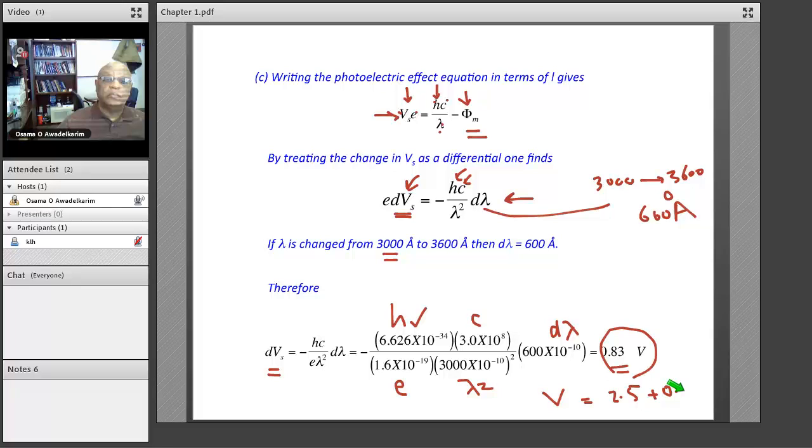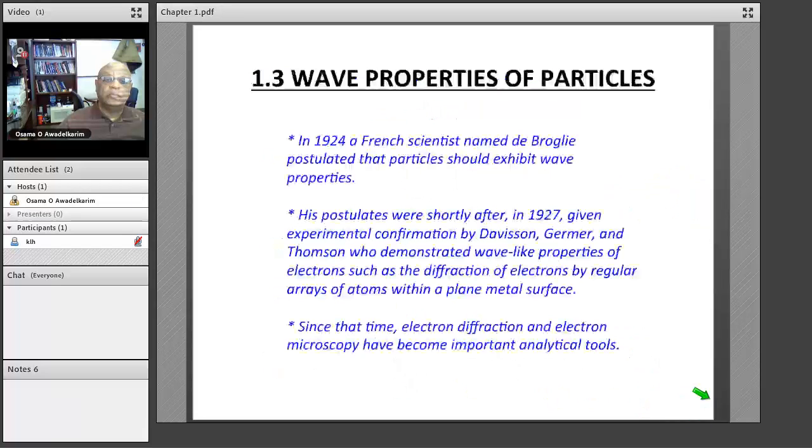So you get a higher voltage to stop. Sorry, minus. This is minus. There is a minus sign here. So you get a lower voltage, which is something like 1.67 volt. So the stopping voltage becomes smaller because when you increase lambda, you decrease the energy of the photon. So that is the solution of this problem.